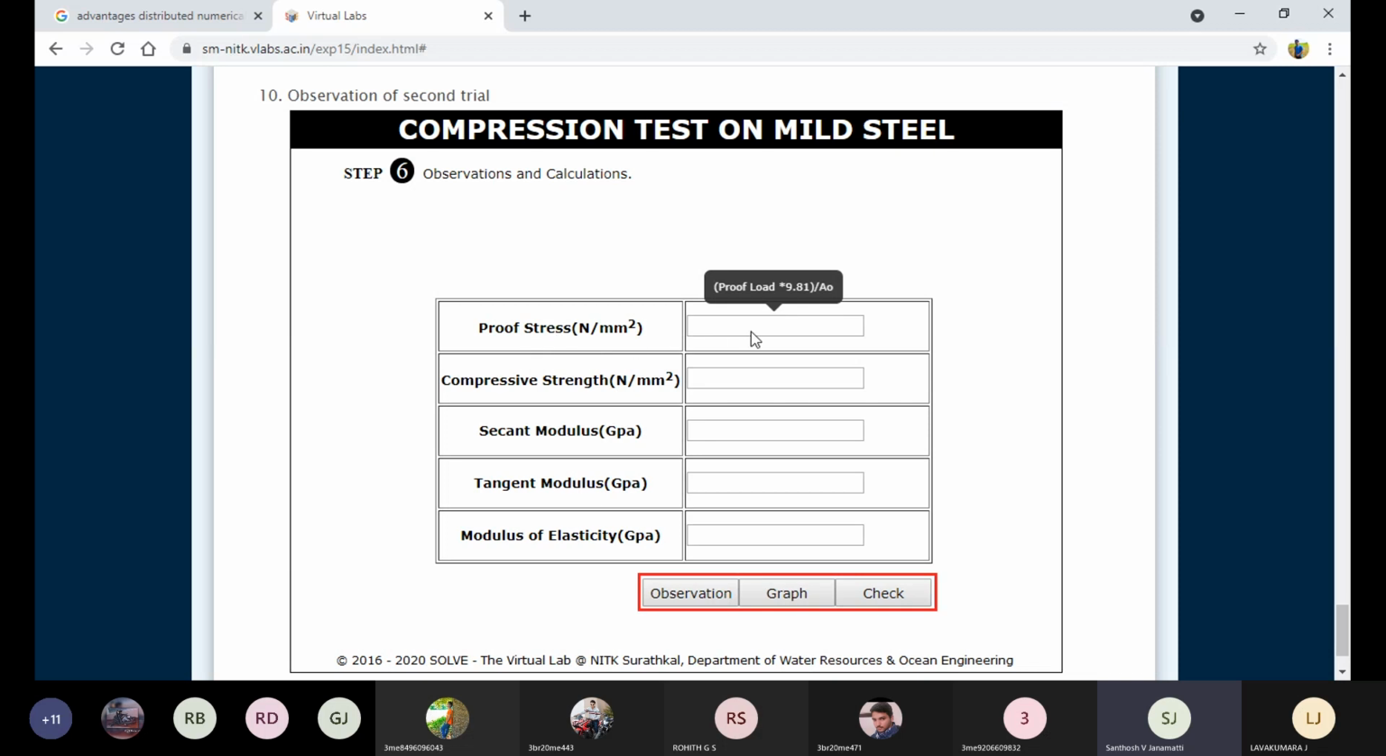If you want to know how to calculate the proof stress, I can explain that. That's it. So compression strength we need to calculate. Secant modulus and tangent modulus are not needed. Young's modulus we need to calculate. Young's modulus, in the sense of a stiffness value, we need to calculate.